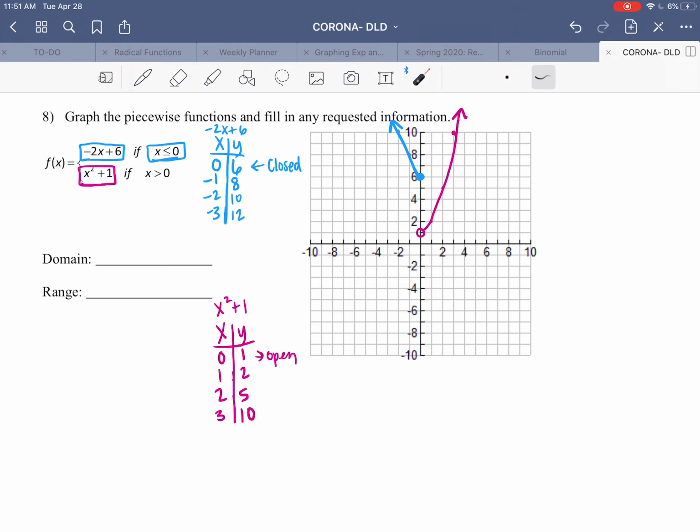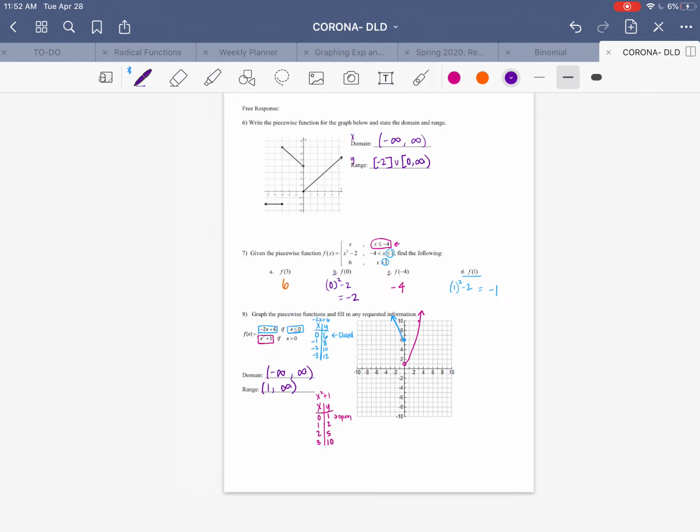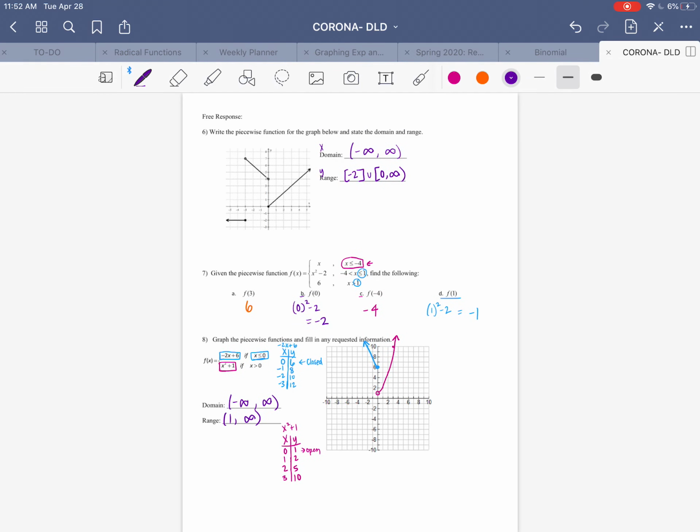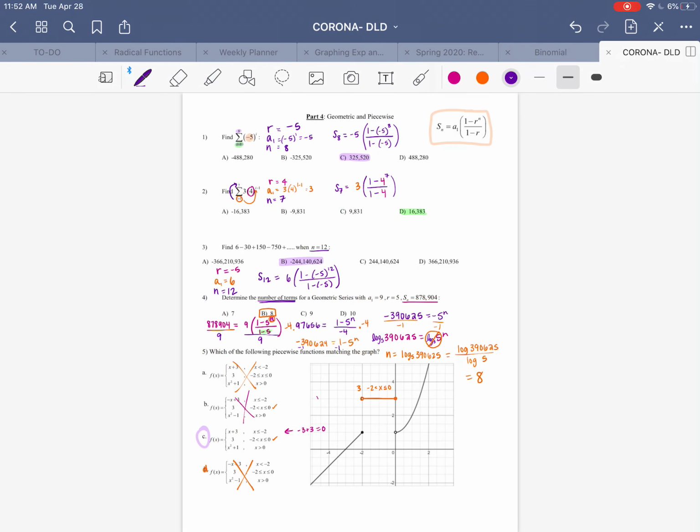So now we need to find the domain and range. Looking at our graph from left to right, this keeps going both directions. So our domain is going to be -infinity to infinity. And then our range, starting at the bottom, working our way up, our first y value is here, but it's an open circle, so it's going to be a parenthesis at 1, and it's going to go to infinity. And that is your review for geometry.